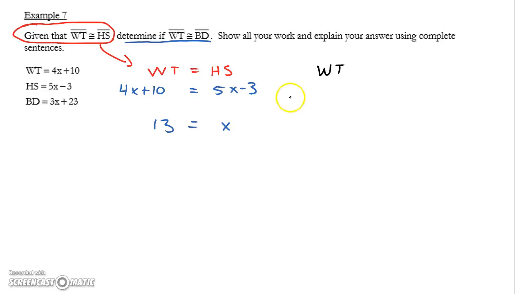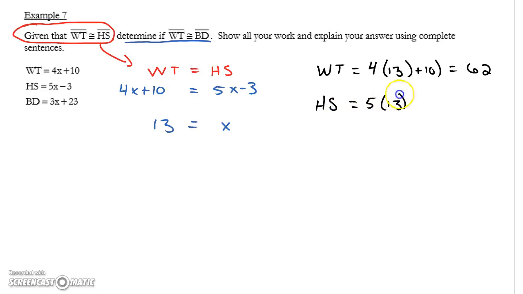I can find the length of segment WT. That's 4 times 13 plus 10. So when I take my calculator out and I use 4 times 13 plus 10, I find that it is equal to 62. I'm going to find the length of HS. That's 5 times 13 minus 3. So in my calculator I do 5 times 13, I subtract 3, I get 62 again. That makes sense. That just shows me that I did my work here correct.